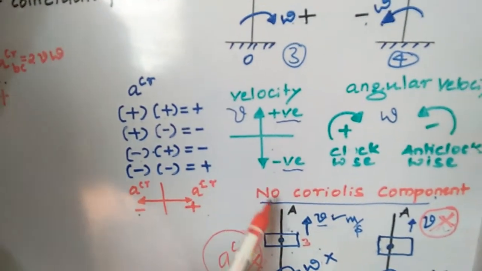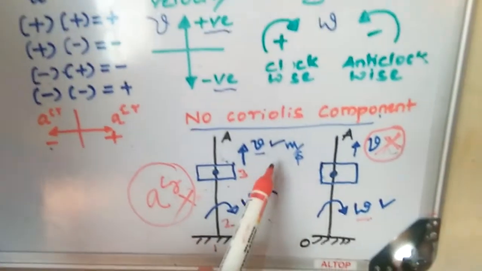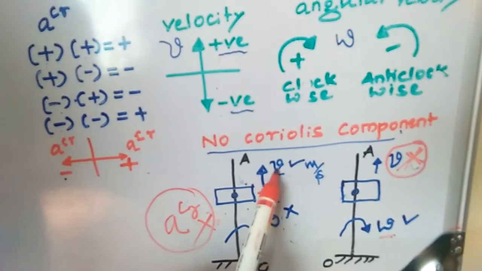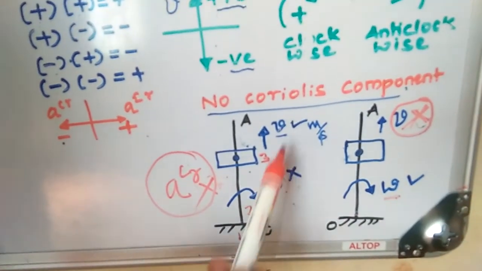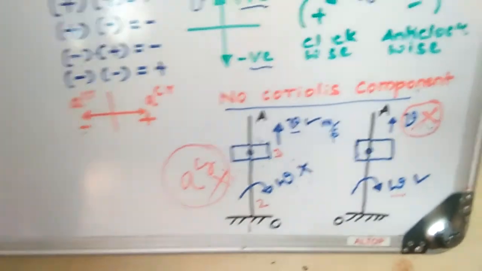When the Coriolis component will not be there: when either V or omega 1 is absent, you will not find the Coriolis component. Okay, I stop here only.